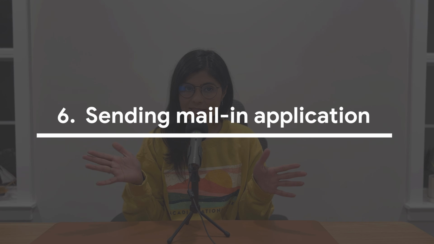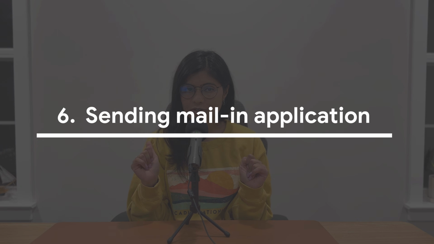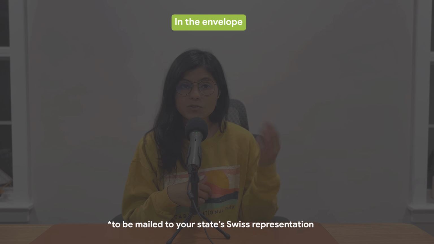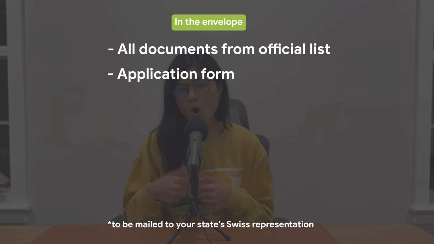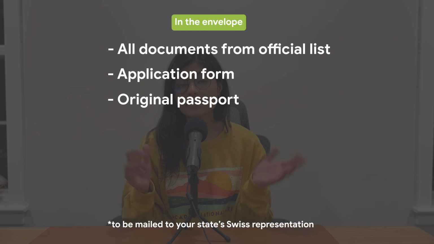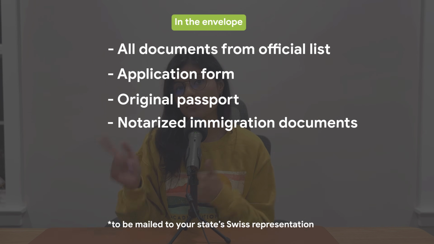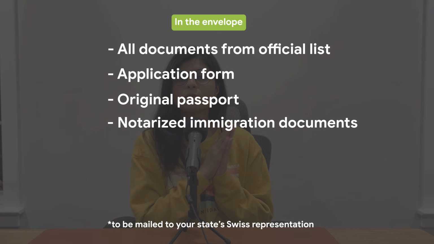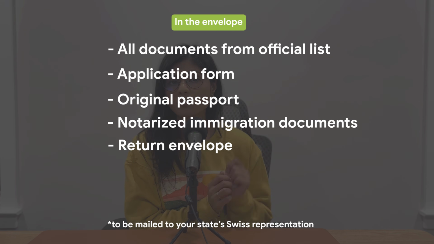And now for the last step, sending your mail-in application or appearing for the in-person interview. For the in-person appointment, you'll pretty much need to bring all your documents and they will guide you the rest of your way. If you don't require personal appearance, here are the things that you'll need to do to send in your mail-in application. So in the envelope that you send, you will need to enclose all the documents, your application form, your original passports, and the notarized copies of your immigration documents, but you will also need to put a return envelope on there.